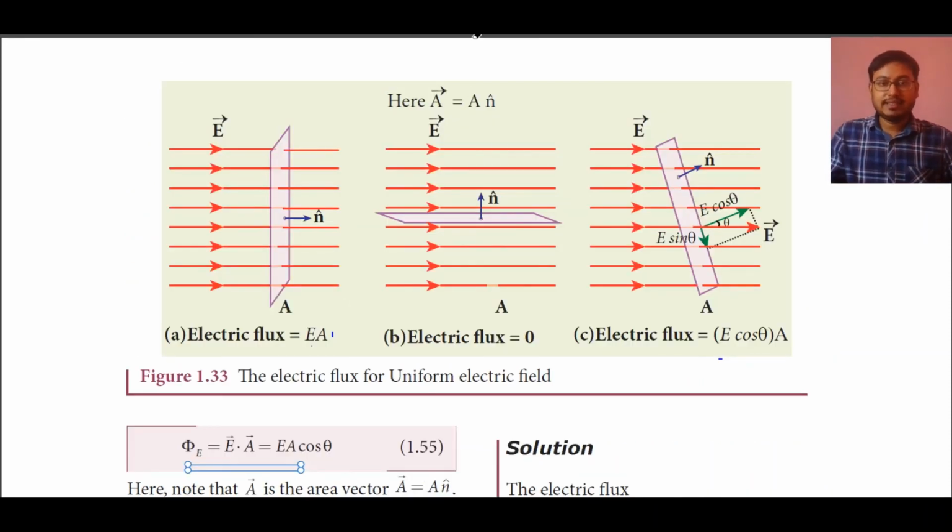Let us see in figure 1.33a how to take the angle. This is region A, and we take a line perpendicular to this plane. That is n cap, the normal on plane A. Now this n cap is making 0 degree with the electric field lines because they are parallel. So in that situation, cos theta is equal to cos 0 degree is equal to 1, and so electric flux is equal to E dot A, that is EA cos 0 degree, that is E into A.